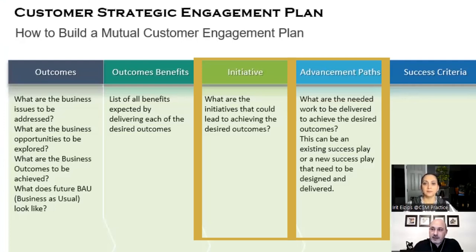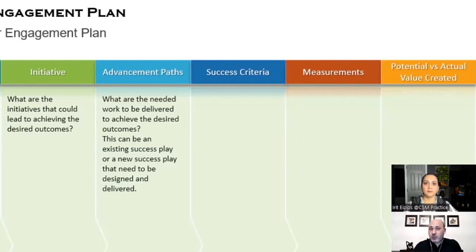What are the templates we need to use? What are the tasks we need to deliver? And once we create the initiative and the advancement paths, then we have a roadmap. This is the outcome. This is how we want to achieve it. And this is the tools, how we're going to deliver it. Now we go back to the customer.